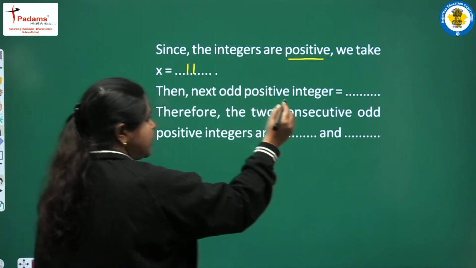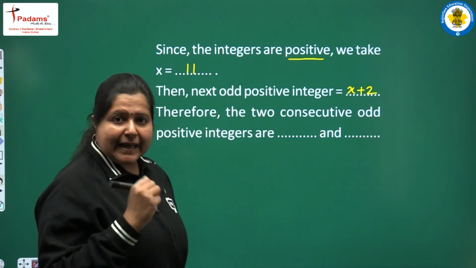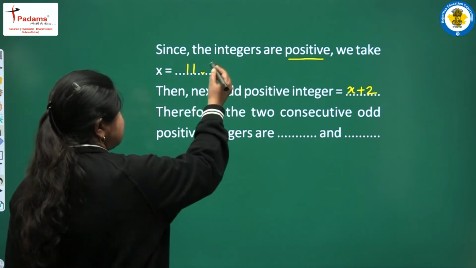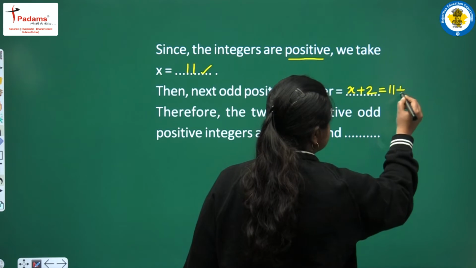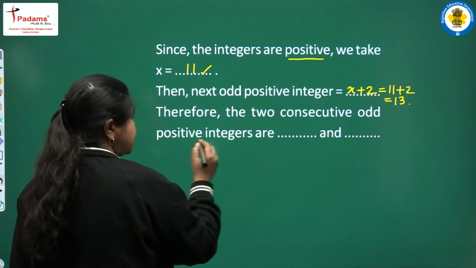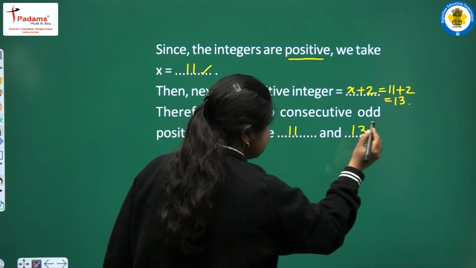Then next odd positive integer, it will be x plus 2. हमने क्या लिया था, पहला इंटीजर x और नेक्स्ट इंटीजर क्या था x प्लस 2. तो अब पहला इंटीजर हमें मिल रहा है 11, तो नेक्स्ट इंटीजर हो गया x प्लस 2, that is 11 plus 2 equal to 13, and hence the two consecutive odd positive integers are 11 and 13.